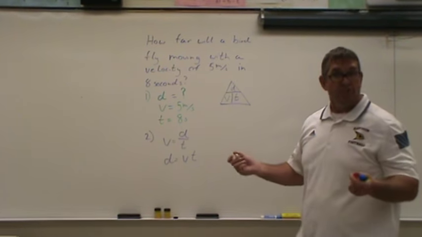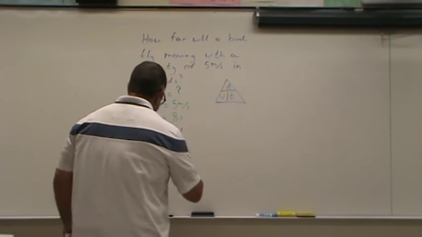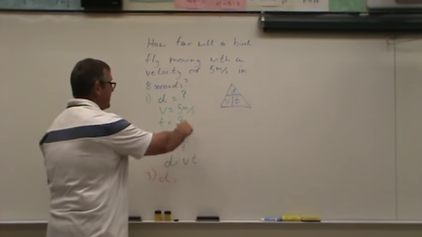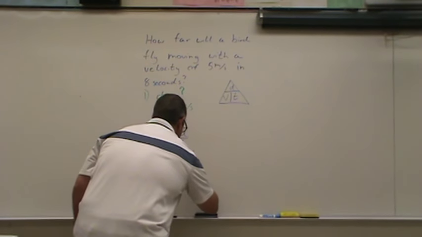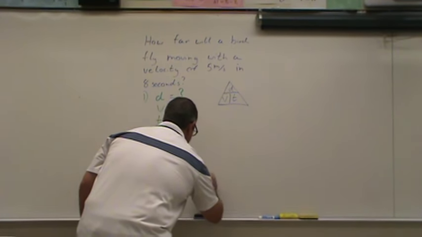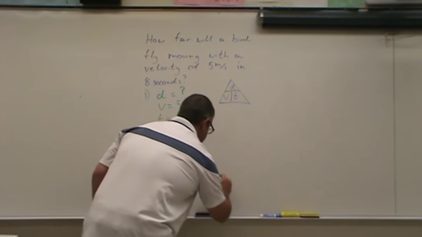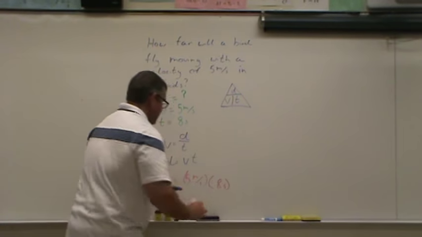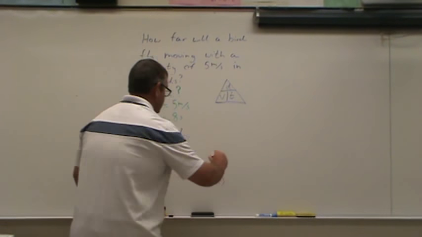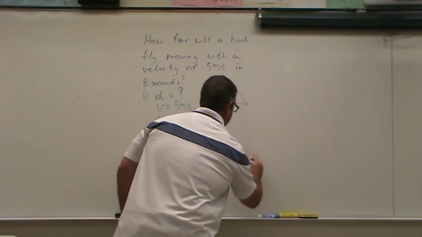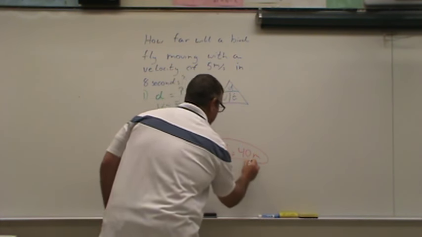Last step, solve, plug and chug. So step 3, d equals v, which is 5 meters per second, times t, which is 8 seconds. 5 times 8 is 40 meters. It is very important to put the unit.